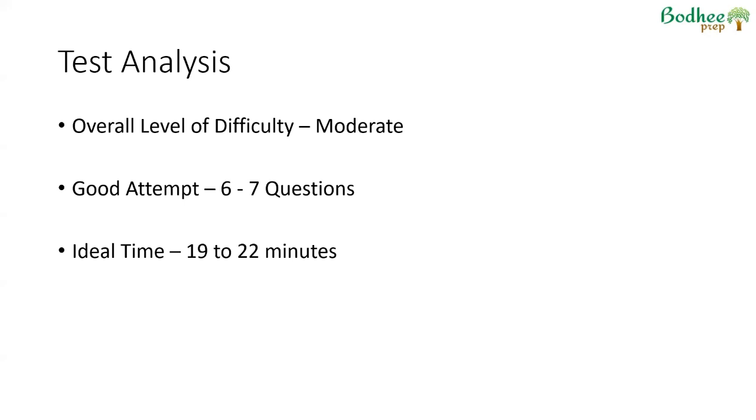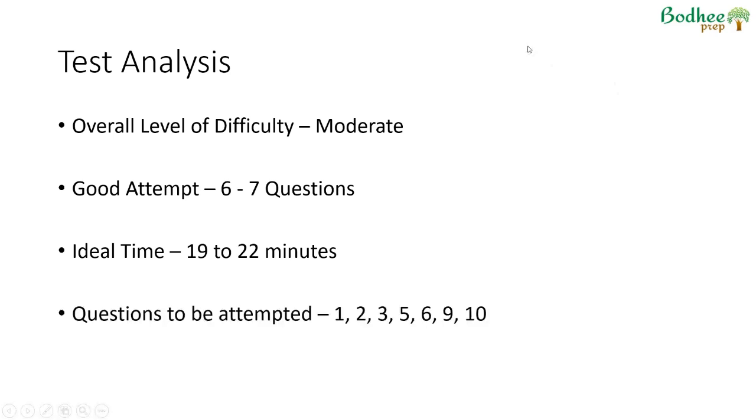Overall moderate level of difficulty. 6 to 7 rated questions correct for 95 plus percentile. 20 odd minutes to solve. My 7 questions or 6 questions that I would attempt in this kind of a test would be 1, 2, 3, 5, 6, 9, and 10. Which are these ones?